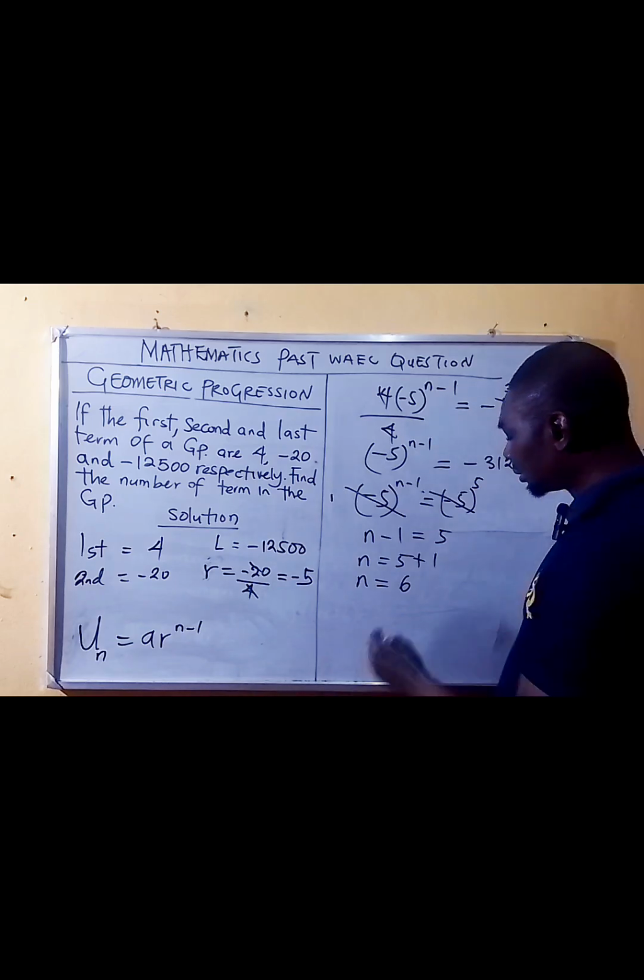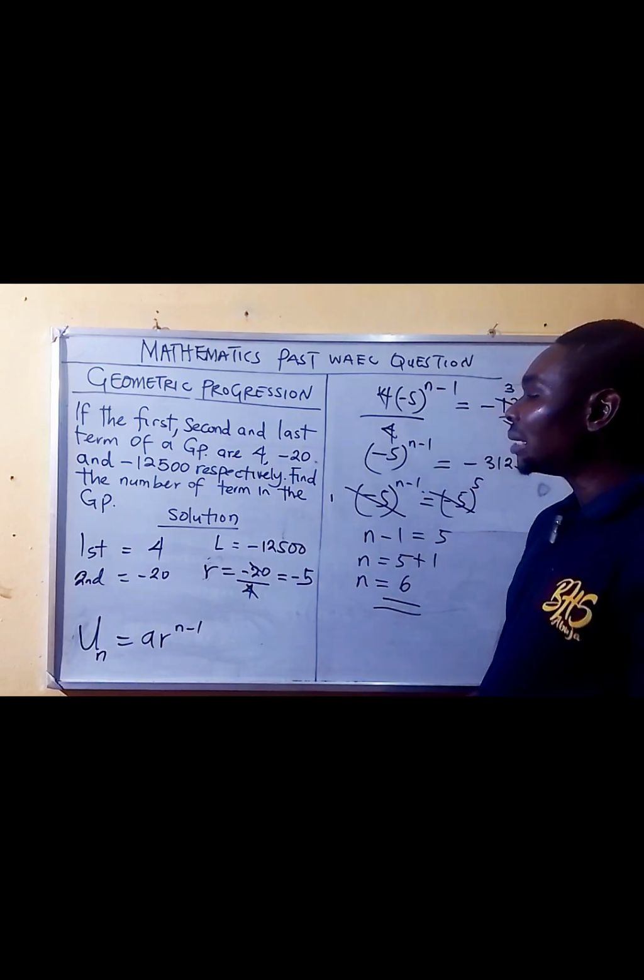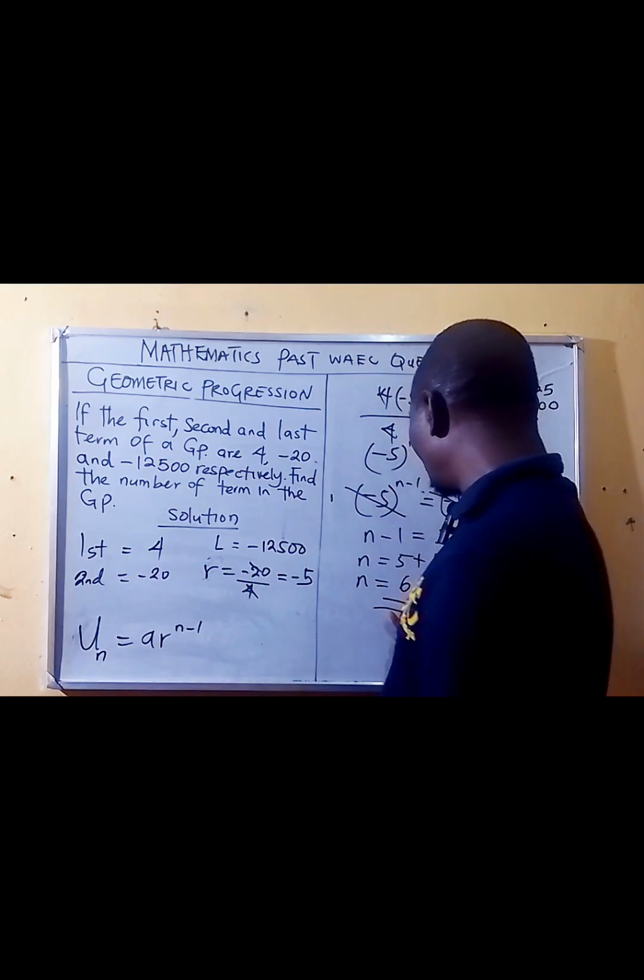So at this point, the number of terms in the GP is equal to what? 6.